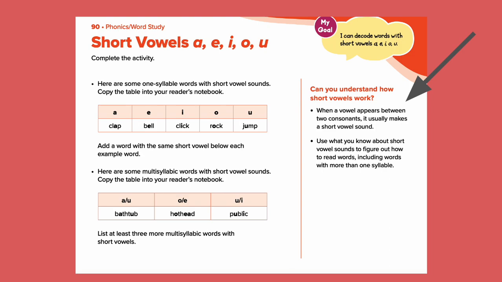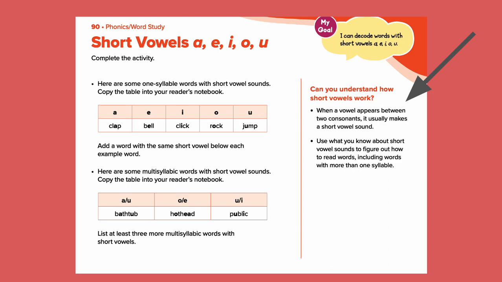Over on the side, it says, can you understand how short vowels work? When a vowel appears between 2 consonants, it usually makes a short vowel sound. So most of the time, when you see a word that has a consonant before the vowel and a consonant after the vowel, it's going to make a short sound.